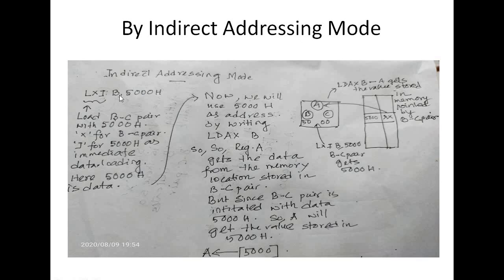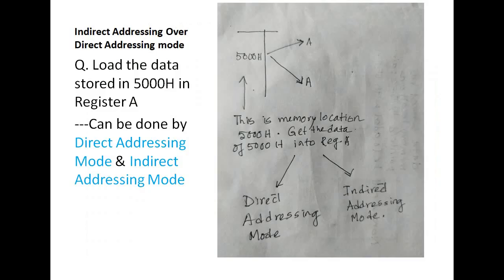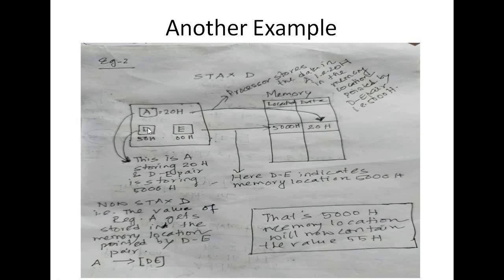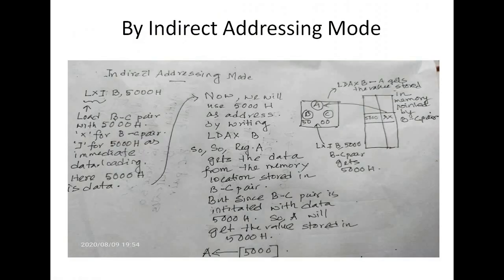So we are writing LXI B 5000H. So BC pair is getting loaded with 5000H. Okay. Now you understood how these numbers came: 50H and 00H. We are loading it by writing LXI B 5000H. Now here 5000H is data. Now you will use this 5000H as address. How? By writing LDAX B. So after writing LXI B 5000H, what will happen?